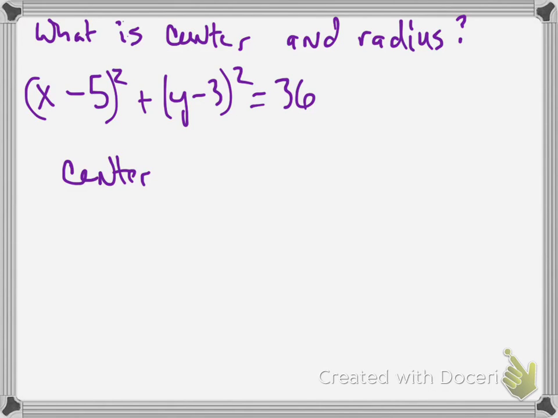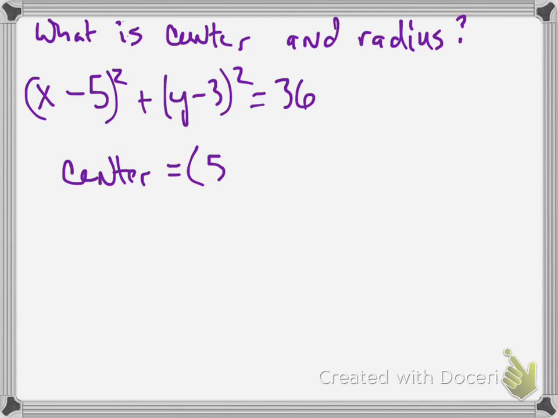Okay, so in this one, I have (x - 5)² + (y - 3)² = 36. As we see here, we have this equation. You can bring those numbers down, that's straightforward. Just keep in mind that if you see minus 5, like x minus 5, then for the center, it's going to be the opposite of minus 5.